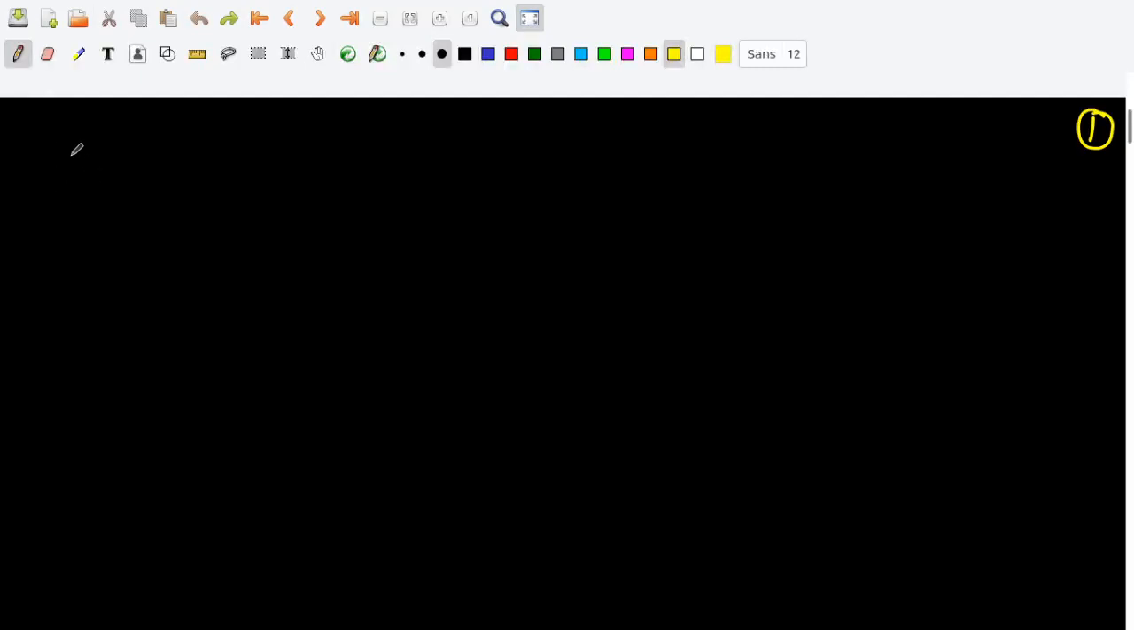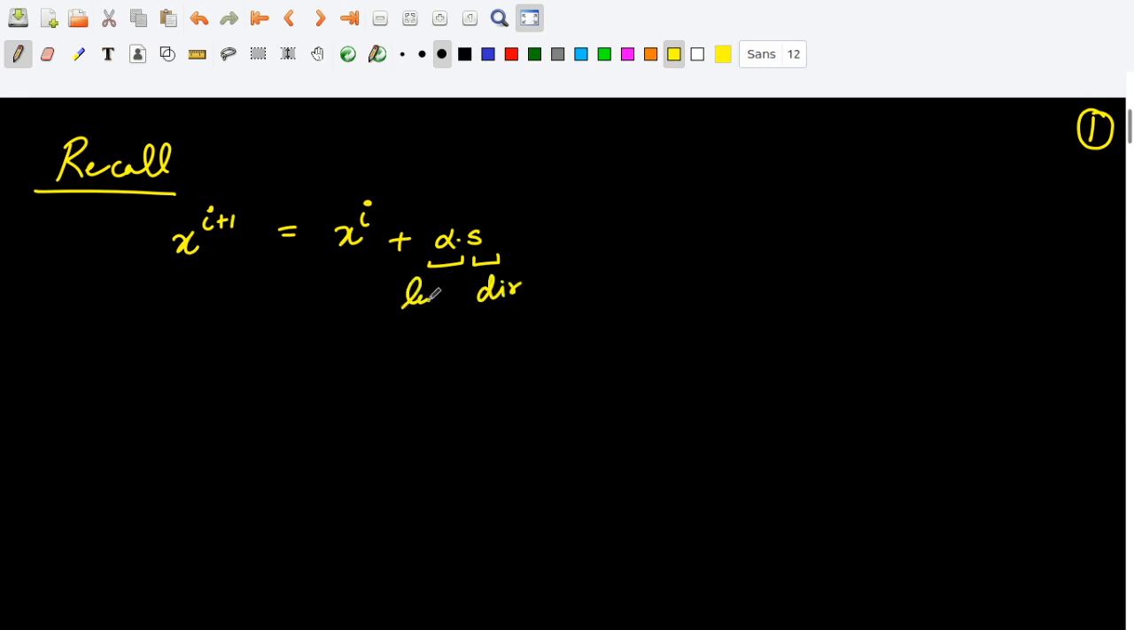So recall, our steps are of this form: x_{i+1} is the previous point plus a step length times a direction. And this direction usually comes from the information given by the gradients. If you are doing steepest descent, then S is minus of grad f at x_i.